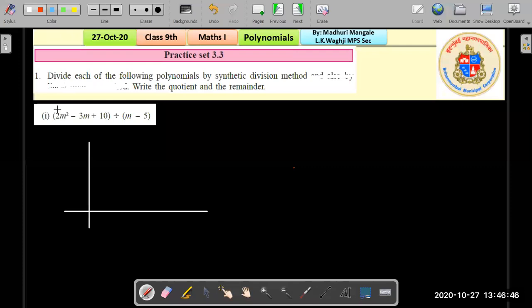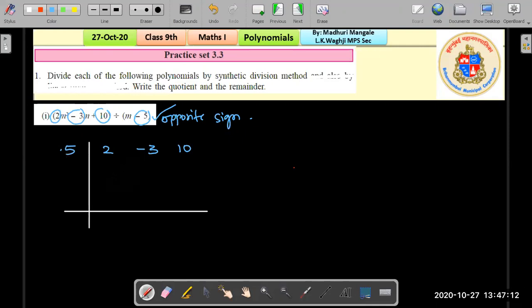What is the coefficient here? It's 2, minus 3 and then 10. So we write 2, minus 3 and then 10, right? Next step is to use the divisor. Since this is negative 5, we are going to use the opposite sign, right students? We are going to use the opposite sign, that is a positive 5. So we write a 5 over here.